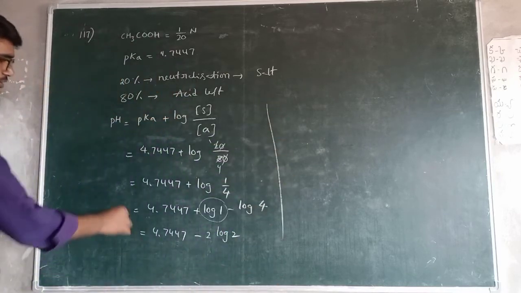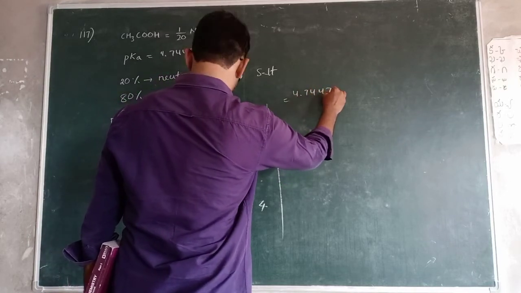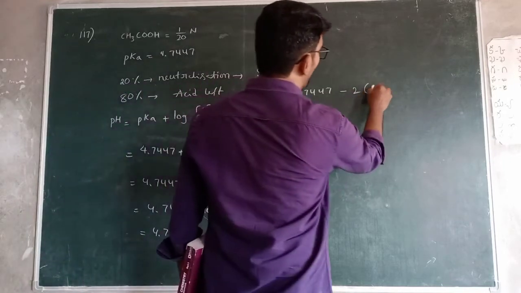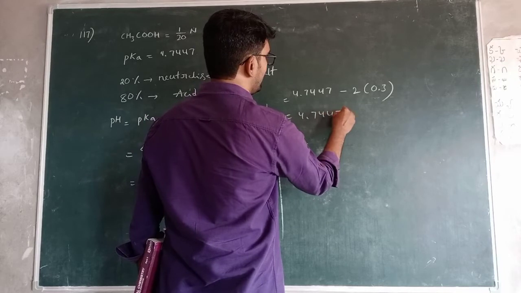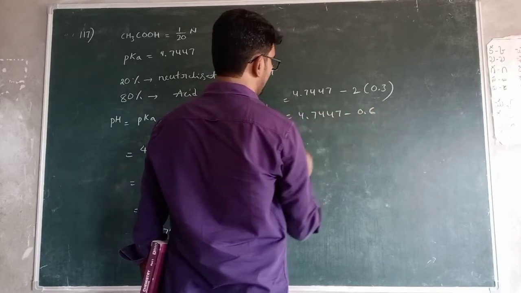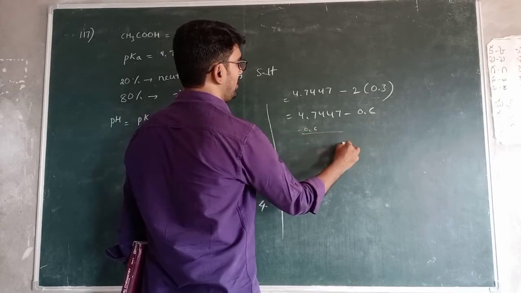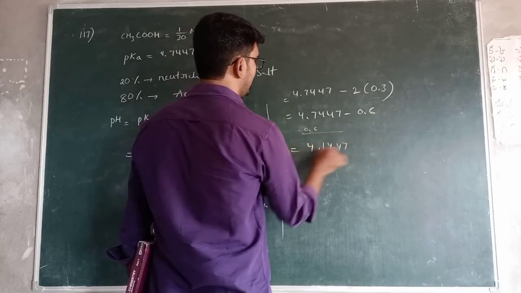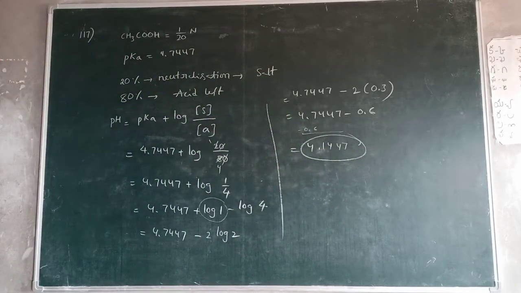So 4.7447 minus 2 into log 2, value 0.3. So 4.7447 minus 0.6. Subtracting 0.6 from here, we get 4.1447. This is the answer. So simply 4.14.